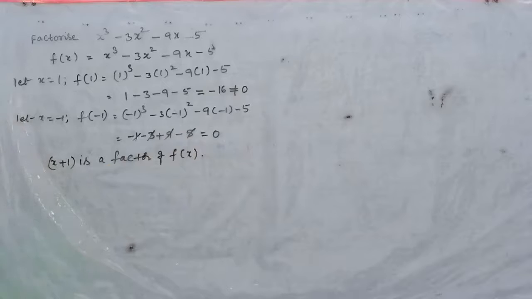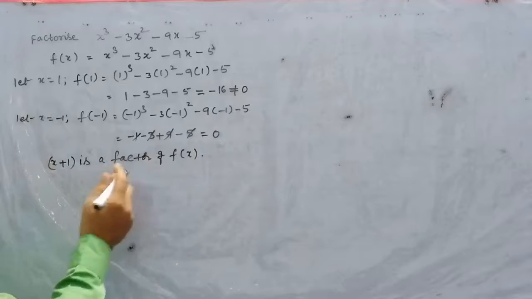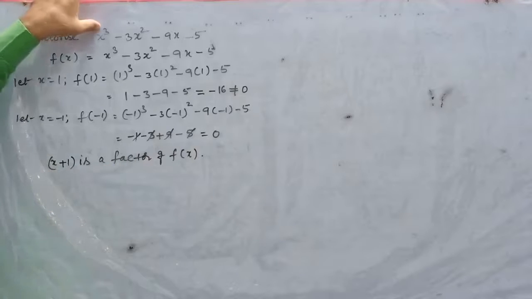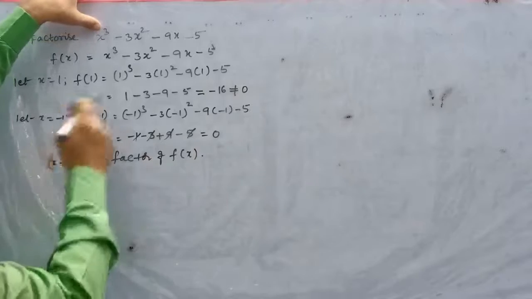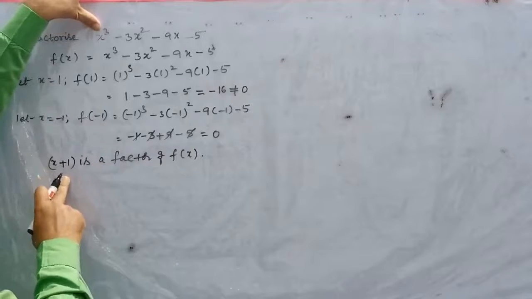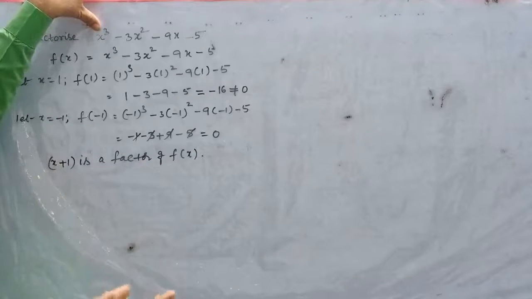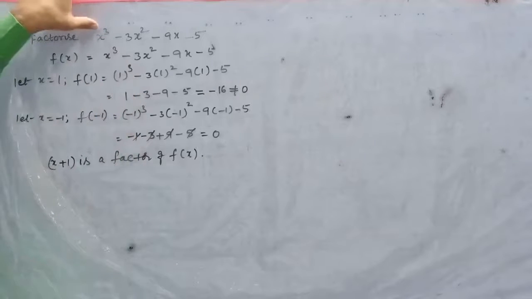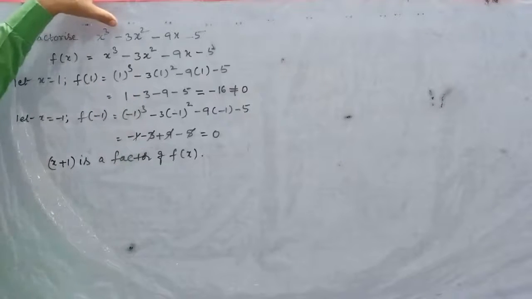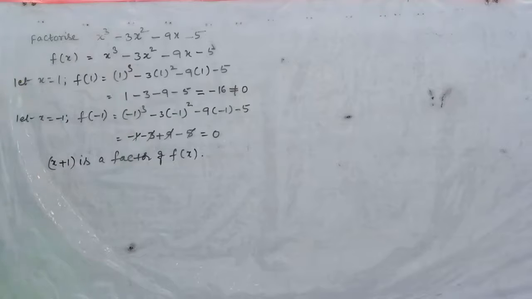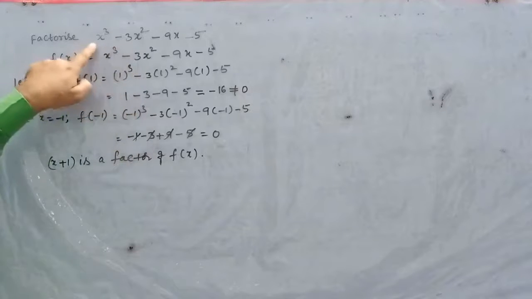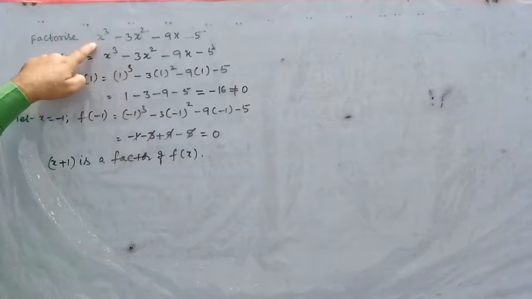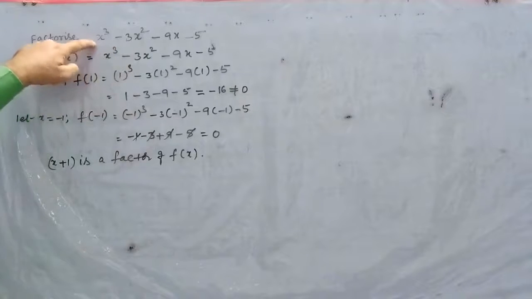Right? Now how many factors we have to get? 3 factors. How many factors we got now? 1 factor. How many factors do we have remaining? 2 factors. So those 2 factors we have to get by using Horner's method. How to find by Horner's method? By writing the coefficients of the variables.